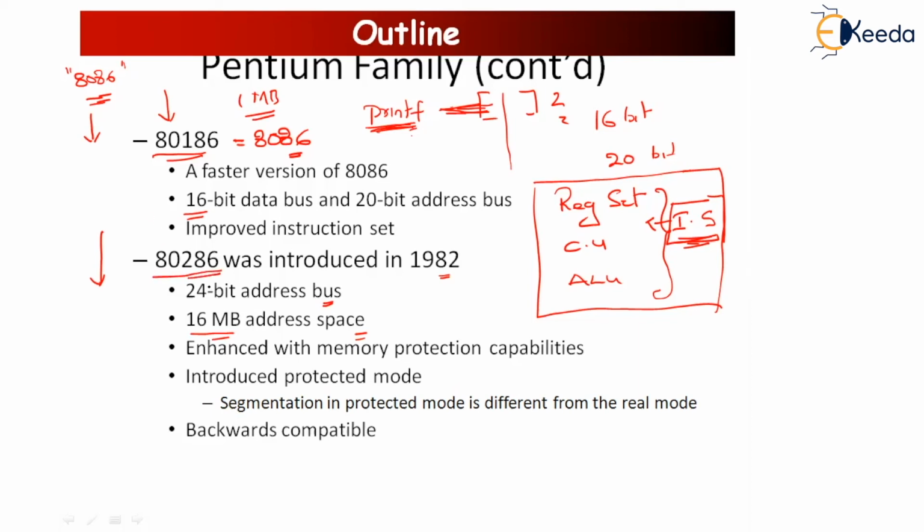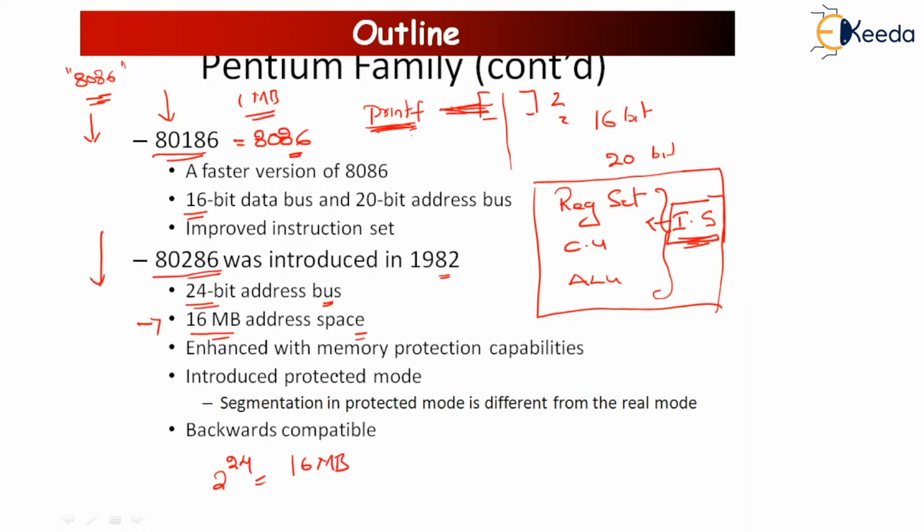In the 80286, the total main memory is 16 MB. In order to support 16 MB, the address size must be equal to 24 bits. Of course, 2 power 24 is equal to 16 MB, isn't it?